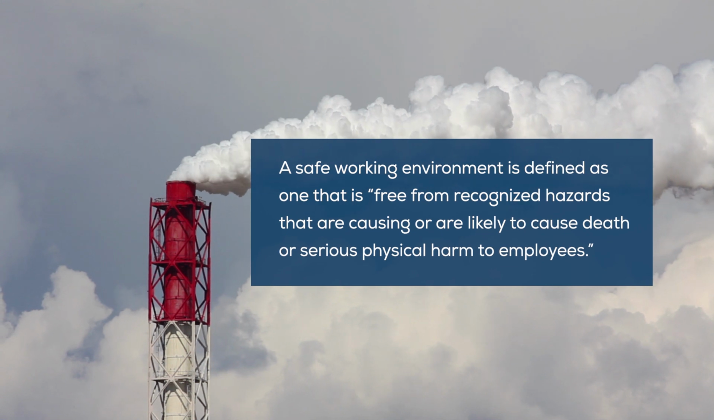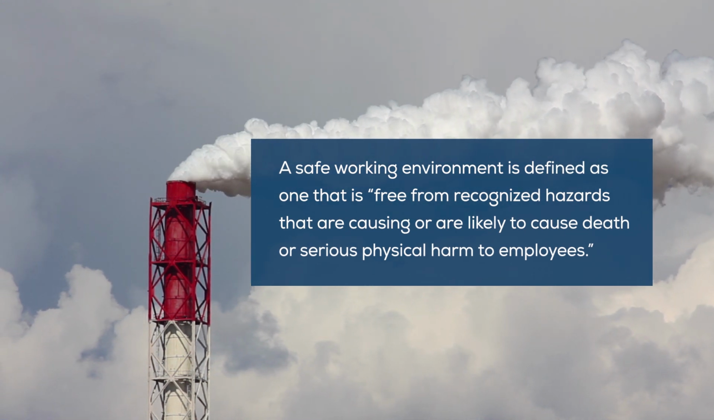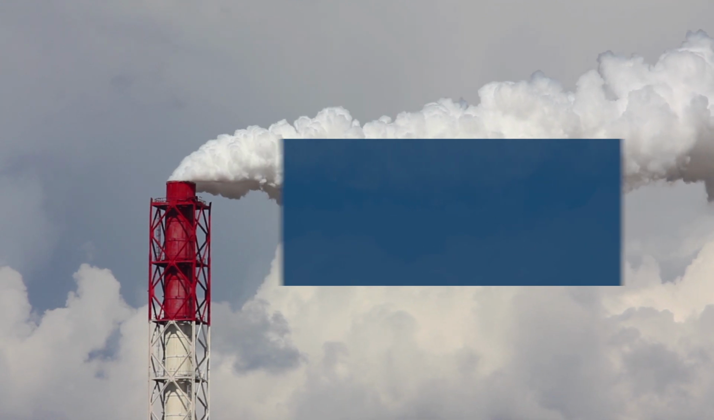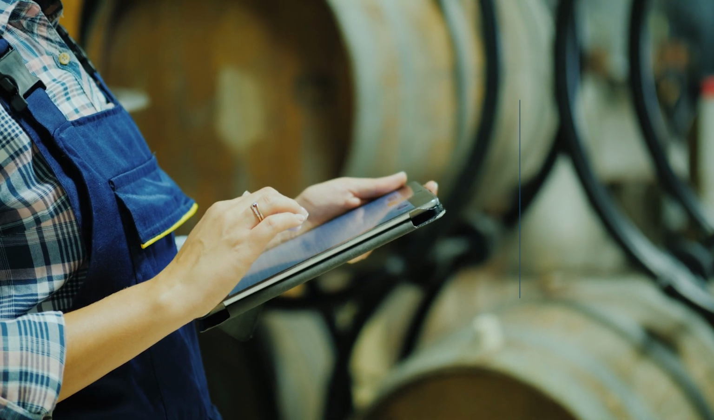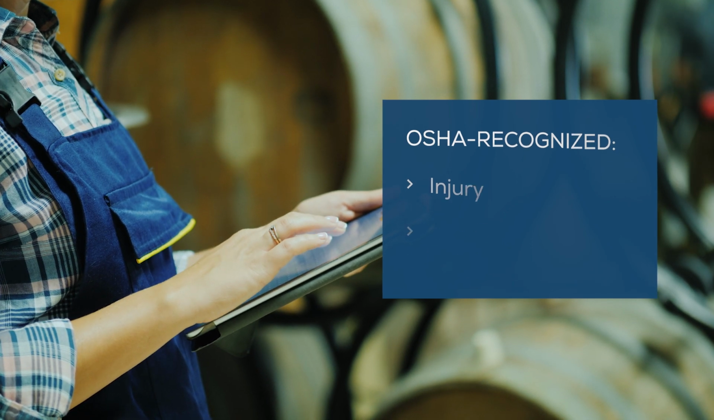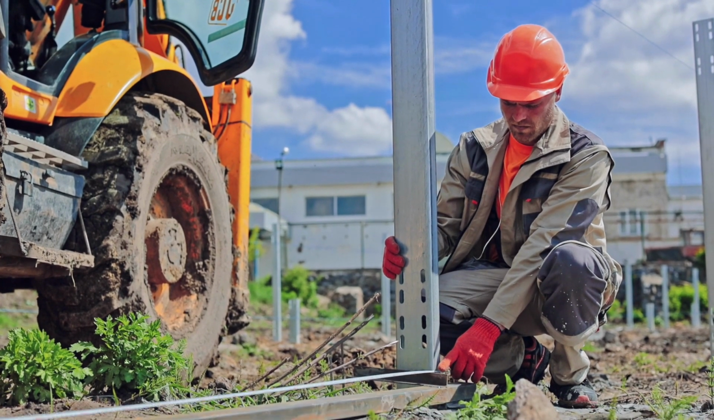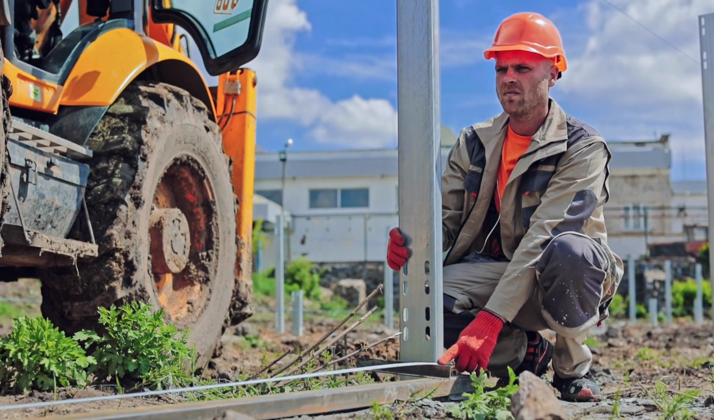Federal law entitles all employees to a safe workplace. A safe working environment is defined as one that is free from recognized hazards that are causing or are likely to cause death or serious physical harm to employees. In this training, you are exposed to common OSHA-recognized injury, illness, and fatality categories. You will also explore examples of other sources of harm that may not immediately fall under OSHA's General Duty Clause.